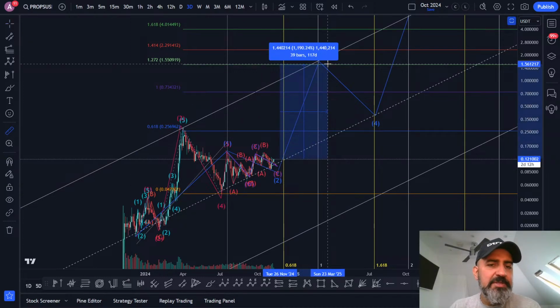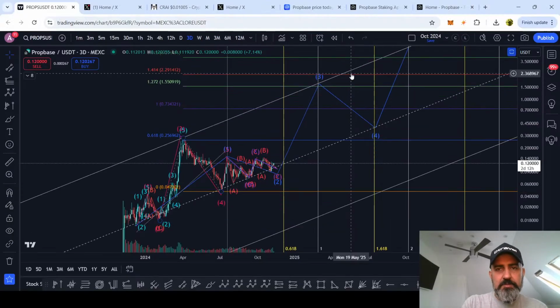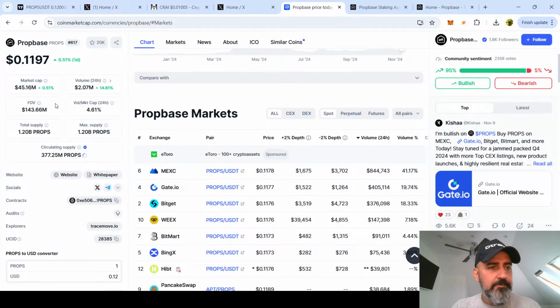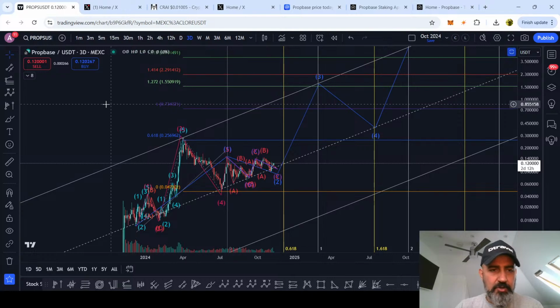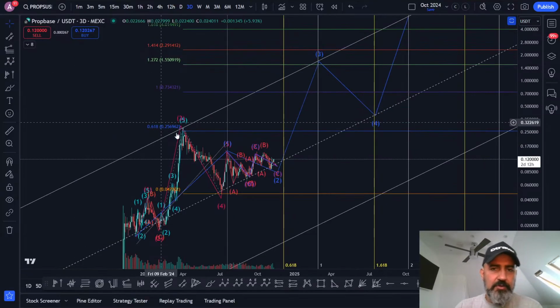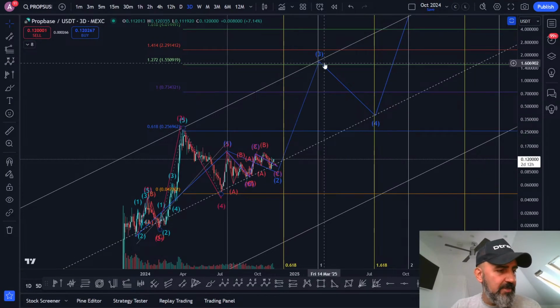It's like a 1,000% increase in value. So you're going from what was the market cap? 45 million. You're going a 10x on that. So by the end of this expansive move, you're ending up with a $450 million token if the price can get up to 1.55.